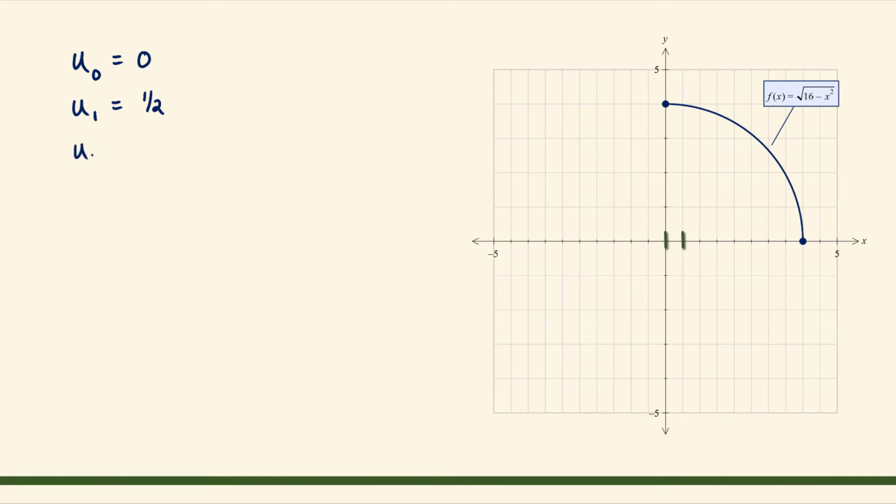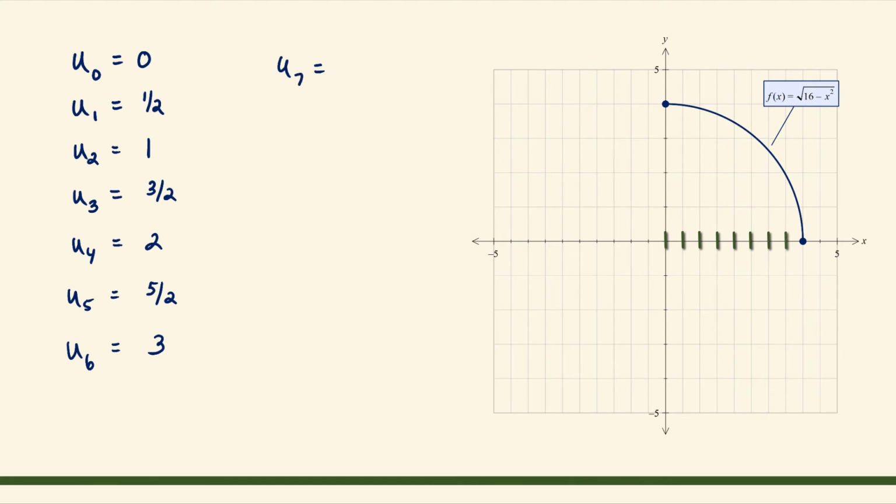Our third left endpoint, u sub 2, will be equal to 1. Our fourth left endpoint, u sub 3, will equal 3/2. u sub 4 will be equal to 2. u sub 5 will equal 5/2. u sub 6 will equal 3. And u sub 7, our last left endpoint, will equal 7/2. There we can see that the width of each subinterval is equal to 1/2.